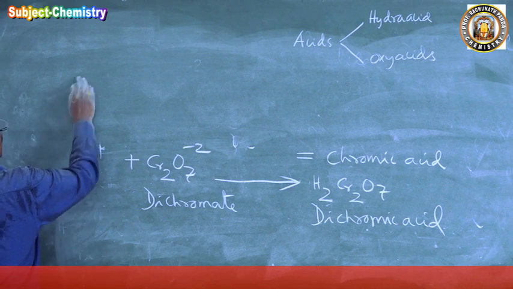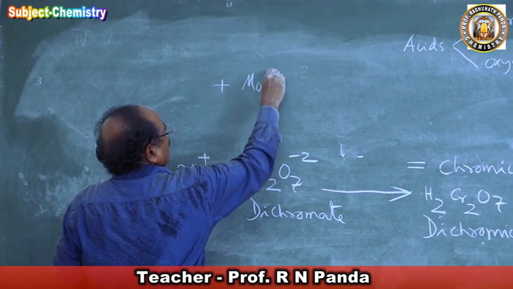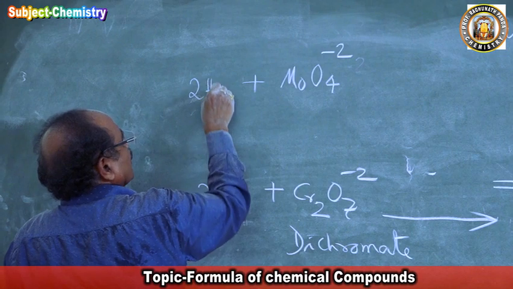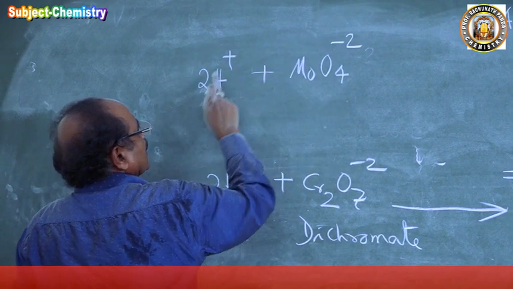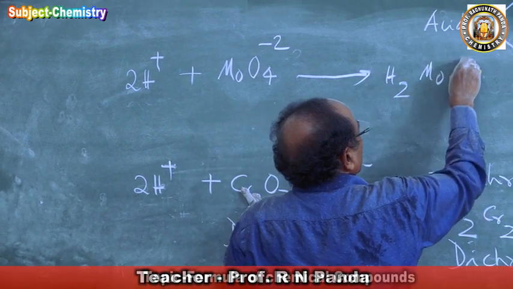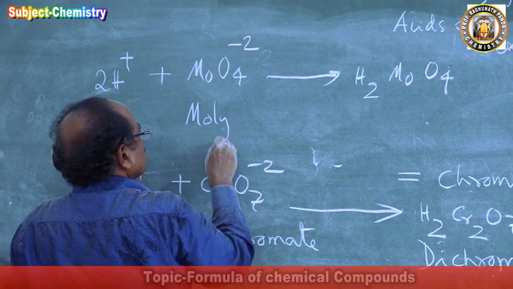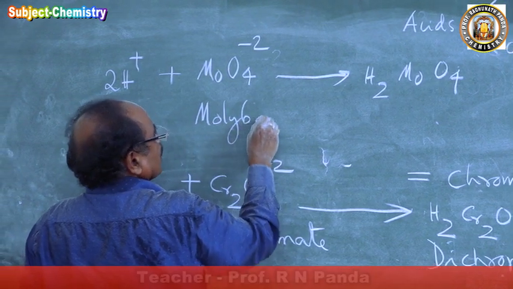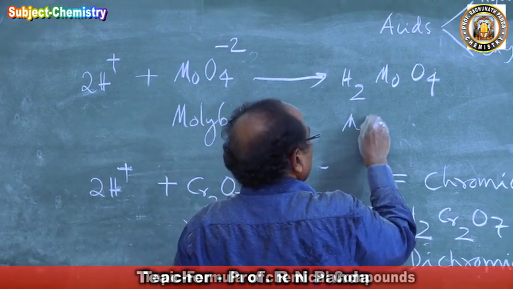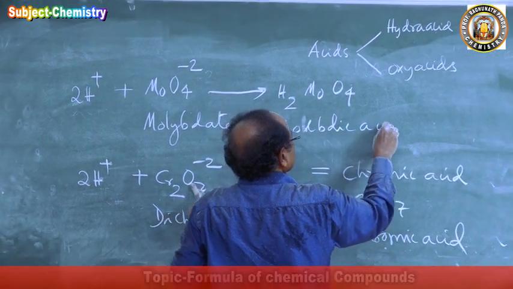Then comes molybdenum. Chromium, molybdenum, the same group. So its formula will be MoO4 minus 2. This will combine with how many? 2H plus. Why? 2 negative, so 2 positive. So what will the formula be? H2MoO4. So this is what? Molybdate. Molybdenum. So molybdic acid.